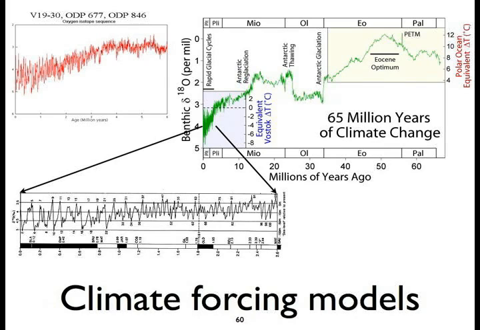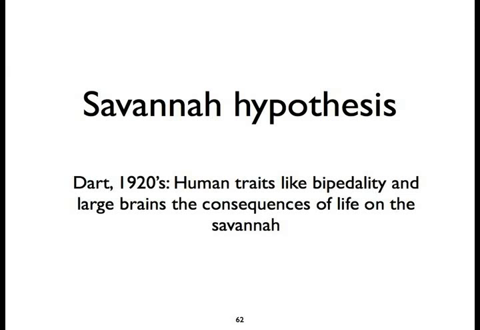In any case, the savanna hypothesis that you have probably heard about relates to how humans emerge from this environment. The savanna hypothesis, which was first proposed in the 1920s when people first started to find ape men from Africa, goes something like this.